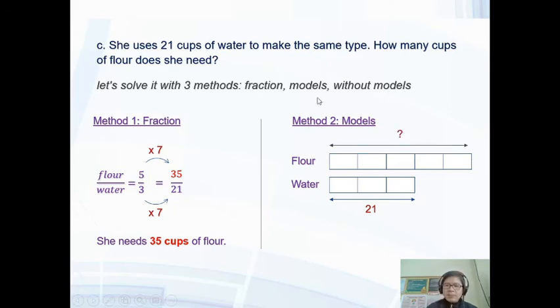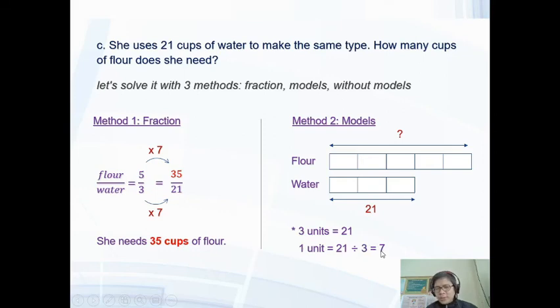From this bar model, please pay attention to the water over here. The water is 3 units. The water is 21 cups. So we can write 3 units is equal to 21. Okay, our goal, remember, our goal is finding 5 units. Before we calculate 5 units from 3 units, we calculate first 1 unit. 1 unit is equal to 21 divided by 3. Why divided by 3? Because 21 is equal to 3 units. So to find 1 unit, 21 divided by 3 is equal to 7.